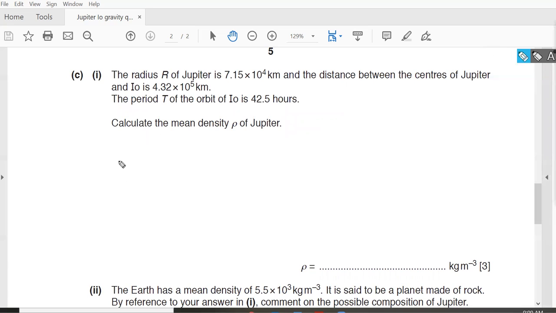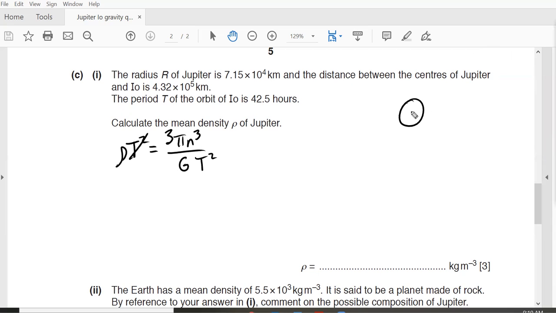But let's remind ourselves what it was. It was rho t squared equals 3 pi n cubed over g. I think that was it. And so they say calculate the mean density of Jupiter. So we're calculating the density. So let's just divide by t squared right off the bat. So now density is all by itself. That's what we're calculating, and we just need to plug in everything. Oh, wait, we don't know n.